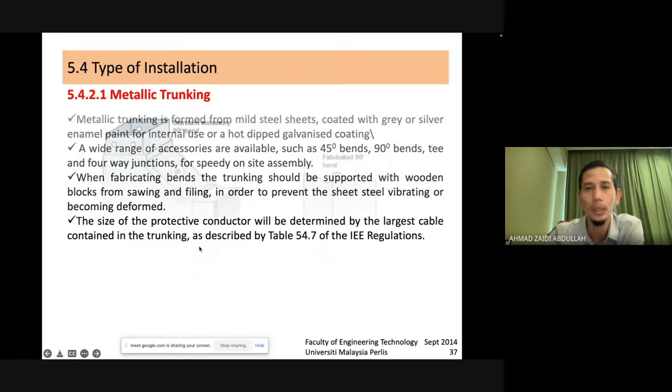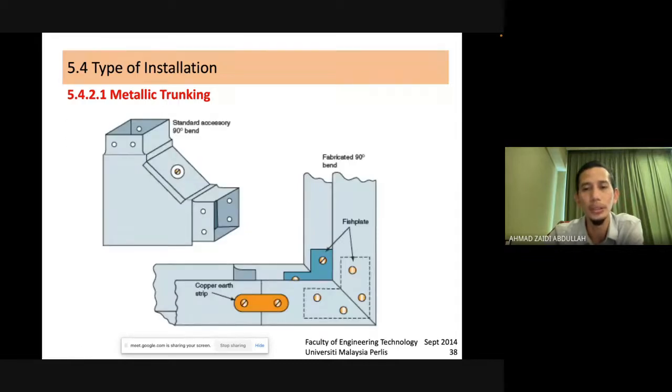So the concept of determining the size of trunking will be studied after this. And then this is some of the accessories, for 90 degree. You can see even though the 90 degree is a bend, there is a passage for the cable, so the cable is safer. The cable doesn't get damaged when it goes through a 90 degree bend. So the bending is nice, it has a curve. On the outside we see it as a 90 degree.